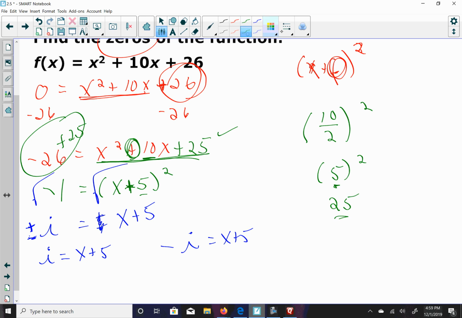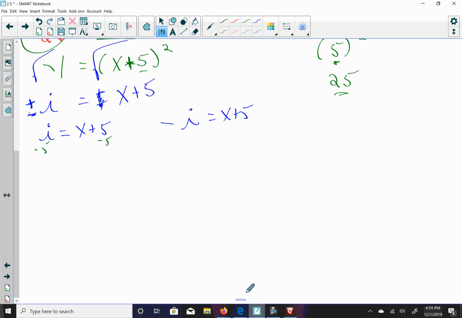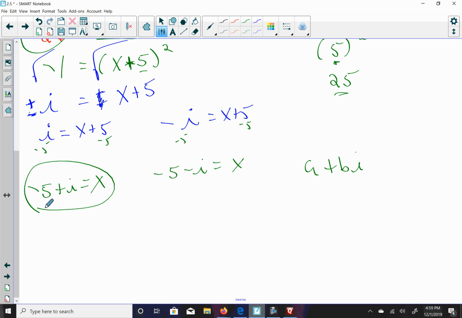To solve both equations, I'm going to subtract 5 from both sides. So again, keeping in the form that we just learned from the complex numbers, a plus bi, where my real part goes first, I'm going to have negative 5 come first, plus i is equal to x. Over here, I'm subtracting 5 from both sides. Keeping the real part in front, I'm going to have negative 5 minus i is equal to x. And those are my two solutions. Negative 5 plus i and negative 5 minus i are my two solutions.